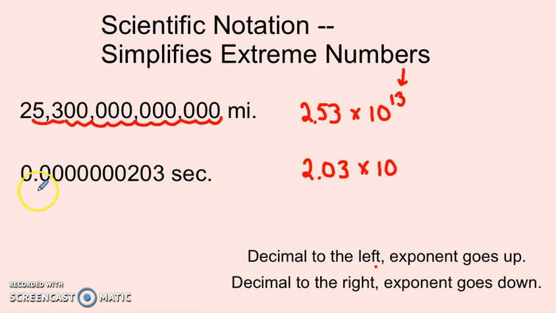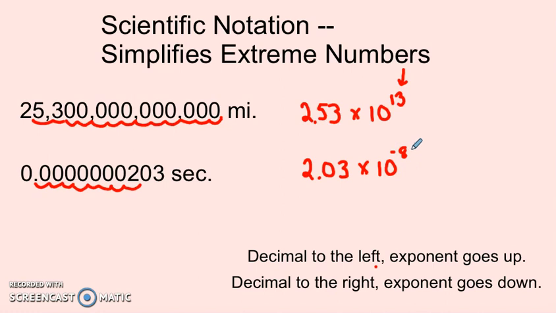So let's count the decimal. Remember, in this case, we're going to the right. Decimal is going to the right, so the exponent is going to go down, which means you will have a negative number. So -1, -2, -3, -4, -5, -6, -7, -8. So the exponent here would be a -8.